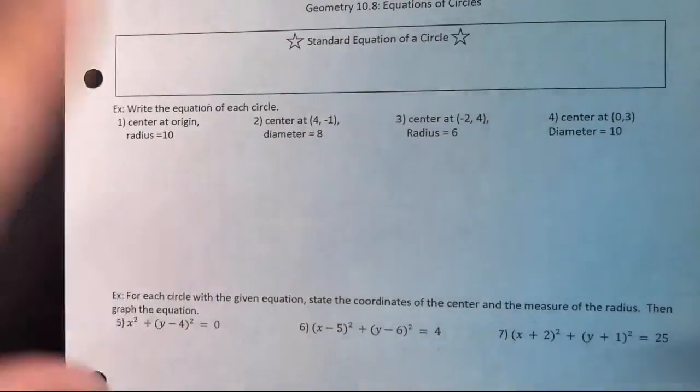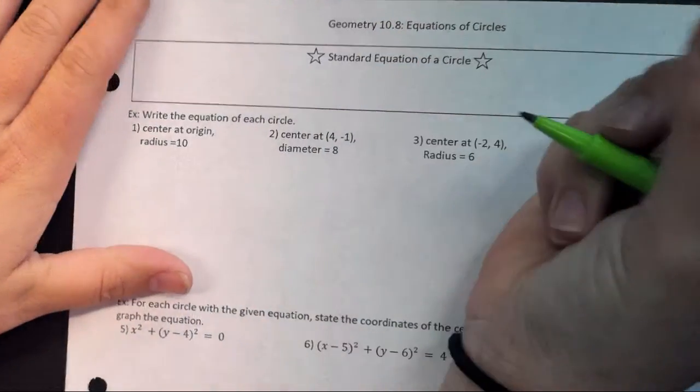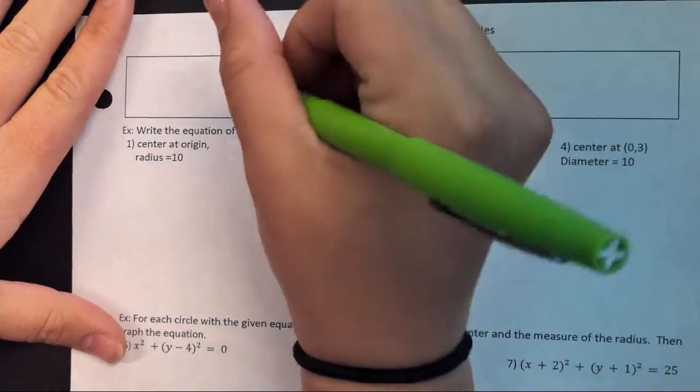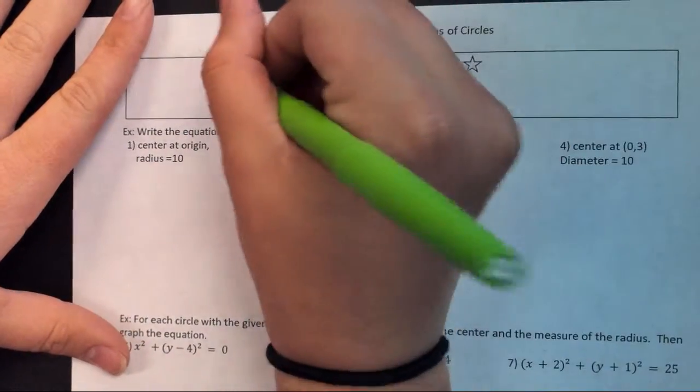All right, so we are learning about the equation of a circle. So write this down. Ready? This is the equation of a circle. Do you know circles had equations? Okay, this is what it looks like.